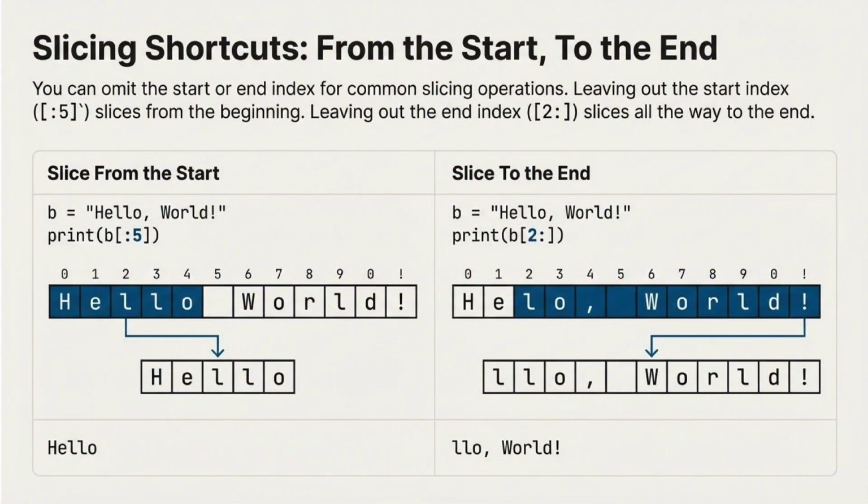Python provides convenient slicing shortcuts that make working with strings even easier. In many cases, you don't need to specify both the start and end indices. When you omit the start index, Python automatically begins slicing from the start of the string. For example, using b square bracket colon 5 extracts characters from index 0 up to but not including index 5, giving us the word hello. Similarly, when you omit the end index, Python slices all the way to the end of the string.